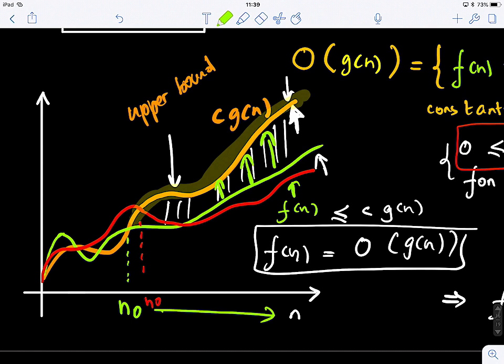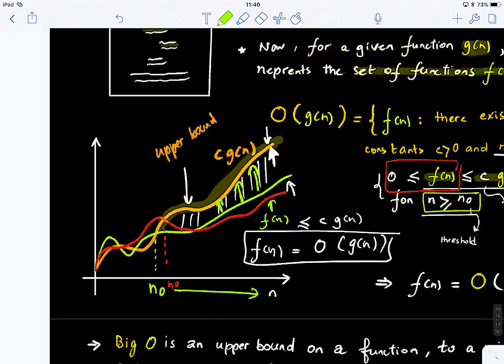Yes? It's not the g of n that lies above, it's c times g of n. Yes, very good, c times g of n, within some constant. The constant, we play with it, but that's a very good remark. So here, c times g of n is like our orange curve that lies above f of n, within a constant. So the constant is important. Good.